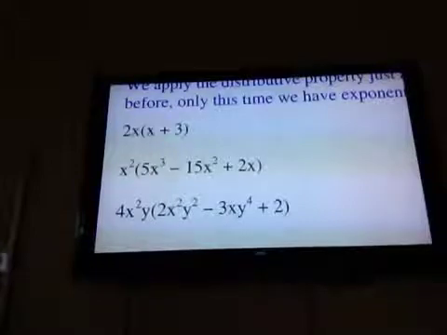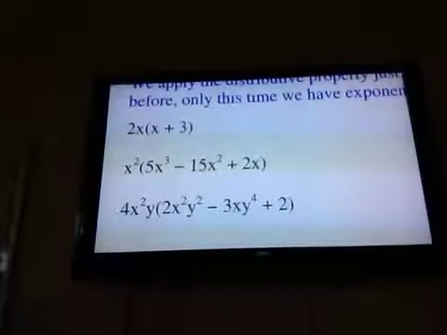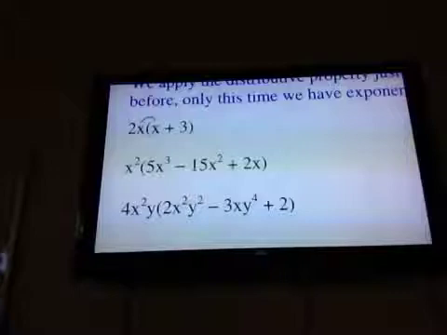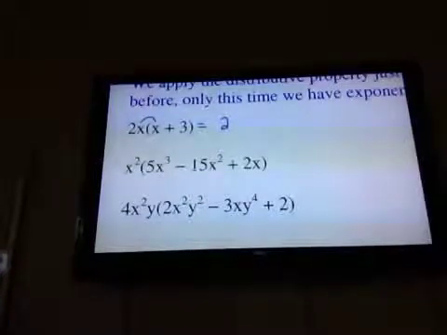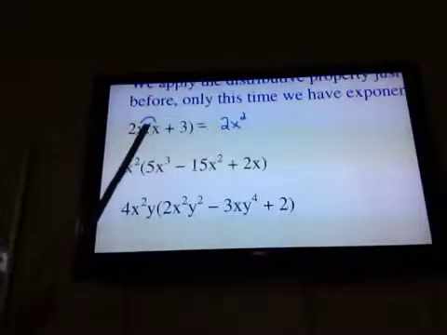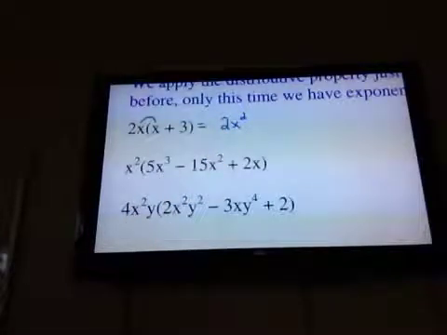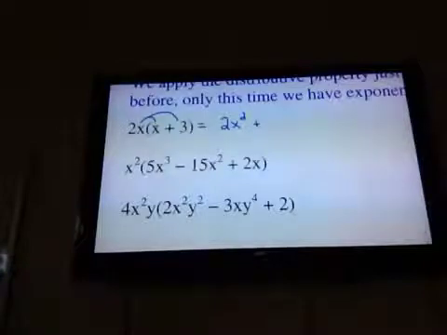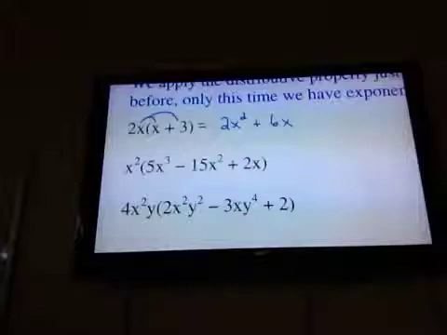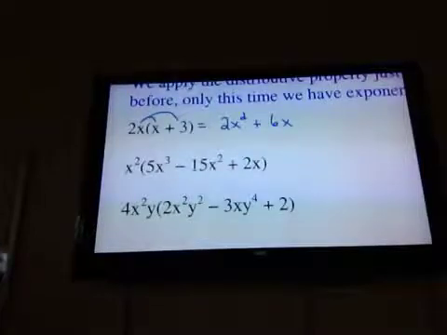So when I distribute 2x to the understood 1 times x to the understood 1 is 2x to the second power. Again, that's like a 1 plus 1 is 2. 2x times positive 3 is positive 6. And then my x just comes over. Final answer, because those are different, I can't put them together, can't do anything else.